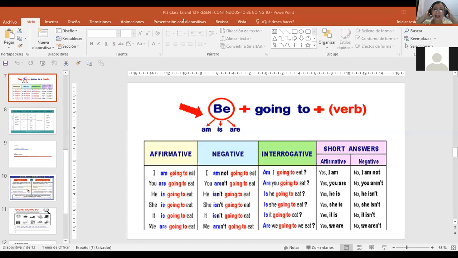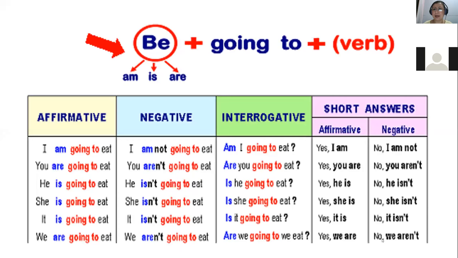Okay, can you watch my screen? Yes, teacher. Okay, excellent. So let me explain this, okay? We are going to focus tonight on the verb be plus going to. Remember that we conjugate verb be with am for I, is for he, she, it, and are for the other subject pronouns. Going to, sometimes there's a confusion because you have here ing going, right?